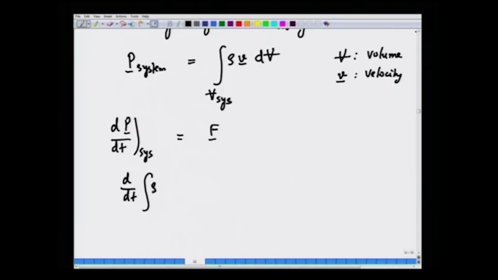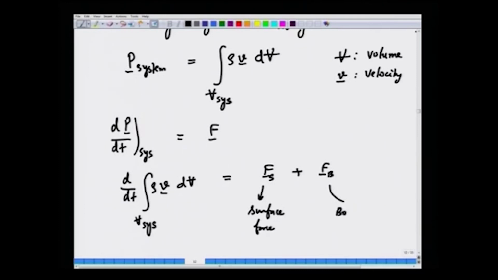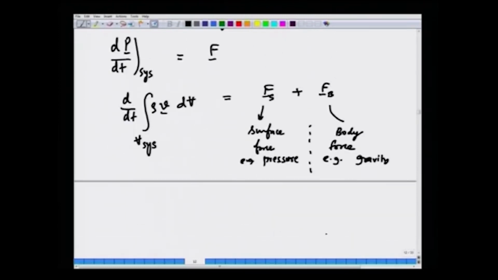P is essentially rho V dV for the system. dP/dt of the system is equal to the sum of all forces acting on the system. We discussed in the last lecture that the forces can be divided into surface forces, which act only on the surface of the system, and body forces, which act through the entire volume of the system. A typical body force is the gravitational force. Surface force examples are the pressure force and other viscous stresses that act only on the surface of the control surface of the system.